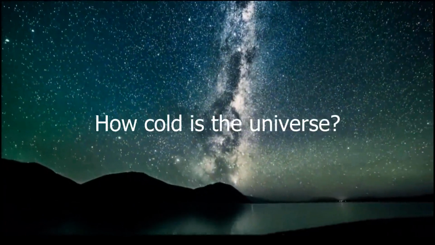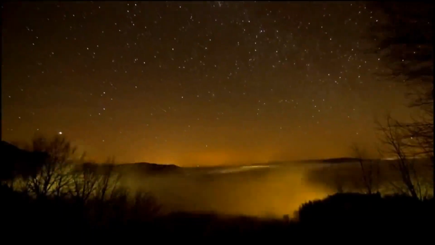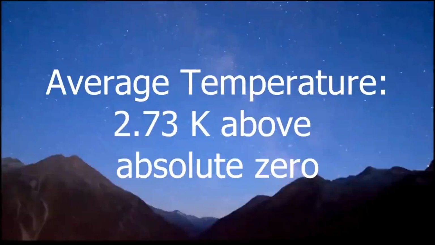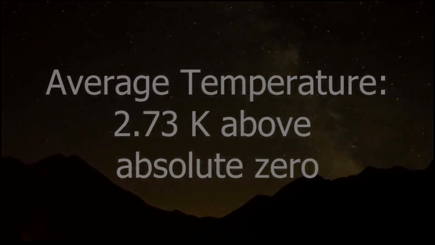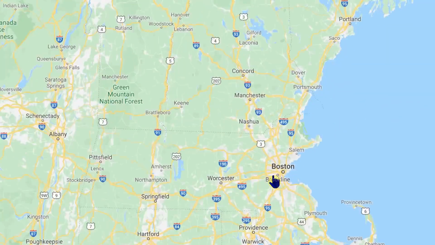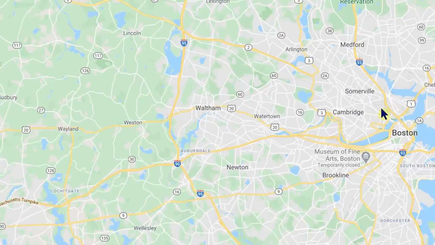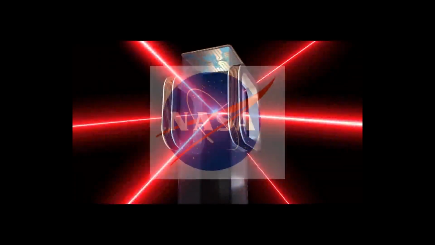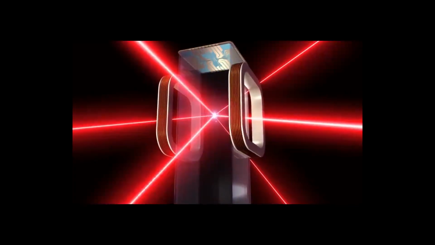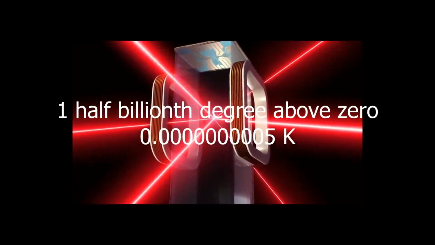We know that the universe is vast and pretty much empty. But how cold is it exactly? Well, the average temperature of the universe is 2.73 Kelvin above absolute zero, which is pretty darn cold. The coldest temperature to ever exist in the universe, however, most likely happened somewhere near Boston, in Cambridge, Massachusetts. MIT, working with NASA, cooled sodium gas to 1/2 billionth degree above absolute zero in 2003. That's insane.